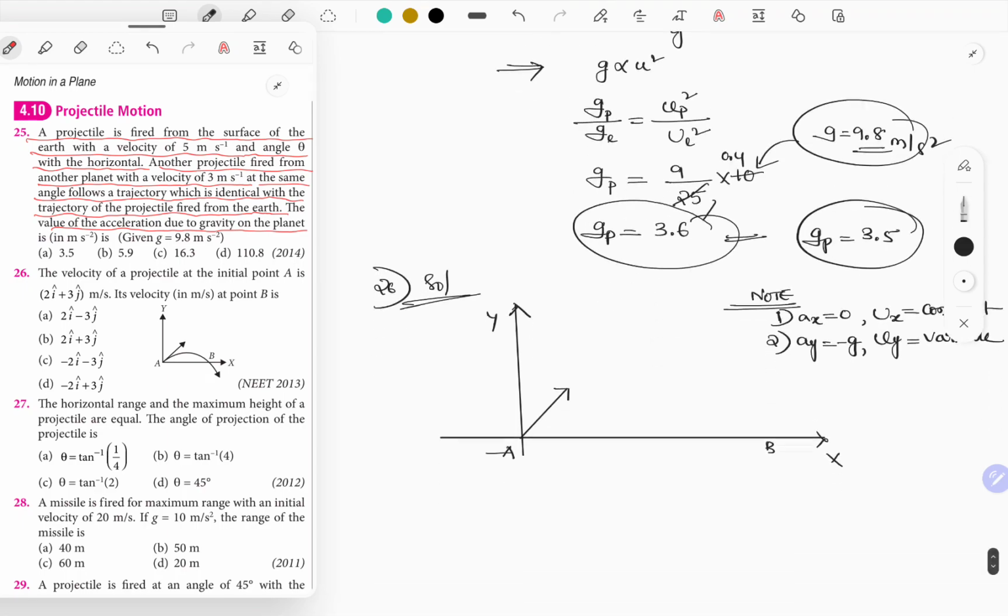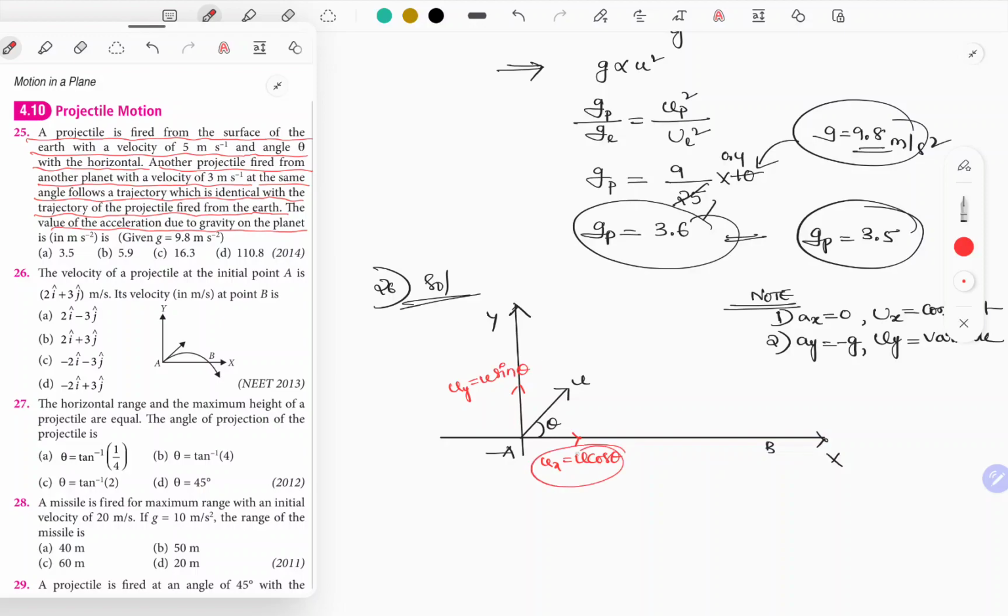Let me consider an object being projected with a speed u at an angle theta. Let me divide this into two components, the horizontal component of velocity and the vertical component. The horizontal component of velocity is going to be u cos theta, which can be replaced as ux. The vertical component of velocity is going to be uy is equal to u sin theta.